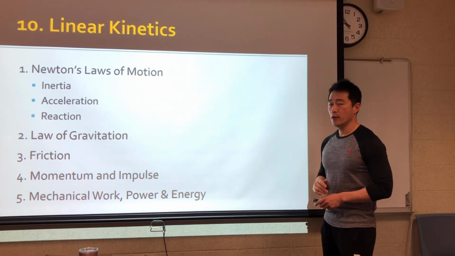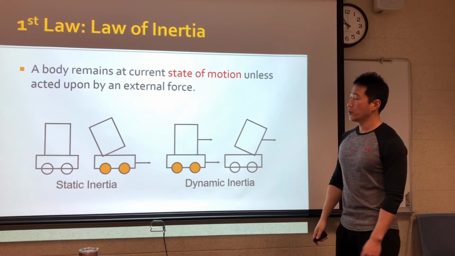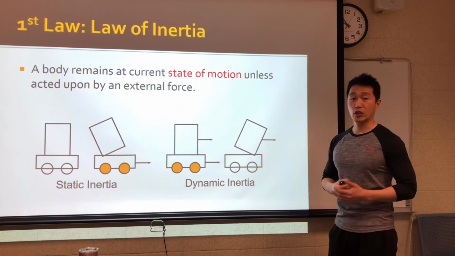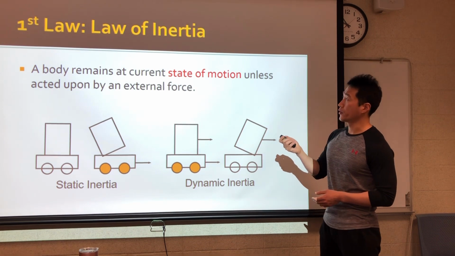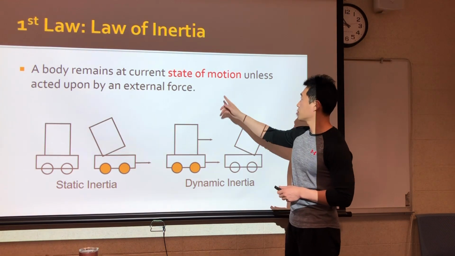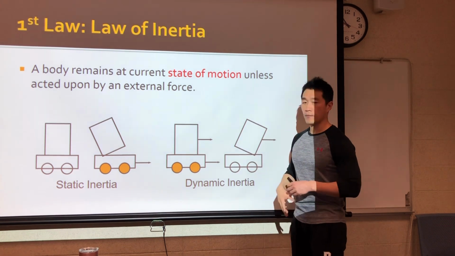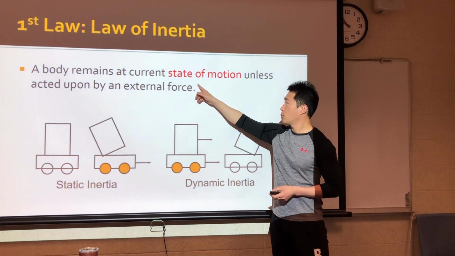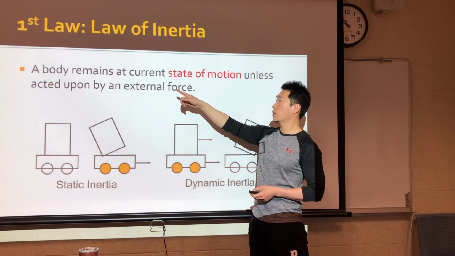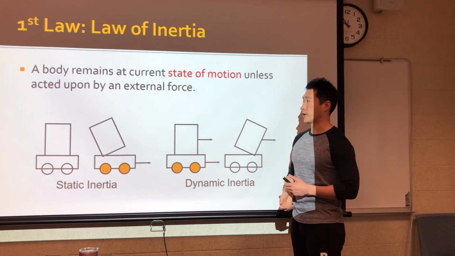Okay, so we are going to start the concept of Newton's laws of motion. There are three laws of motion discovered by Isaac Newton. First law is law of inertia. Law of inertia means the body remains at current state of motion unless acted upon by external forces. I'm highlighting this one in red. State of motion means velocity, which means body remains at current velocity unless we are receiving external force from outside.